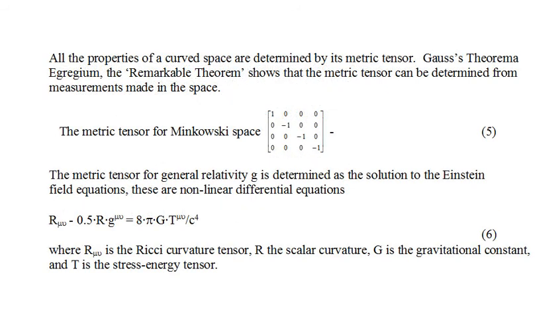The metric tensor is the linchpin in the study of curved spaces as it determines everything about the geometry of the space. And in Gauss's theorem egregium, or remarkable theorem, he proves that the metric tensor can be derived from within the space itself. That is, without embedding the space in a higher dimension flat space as we have done.